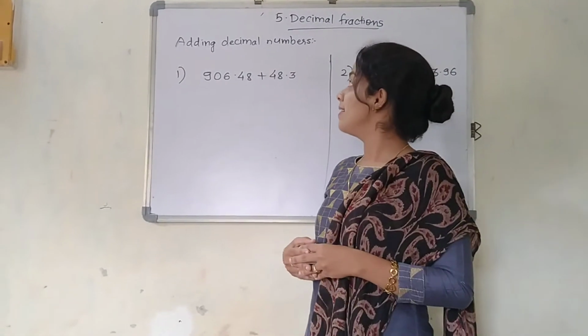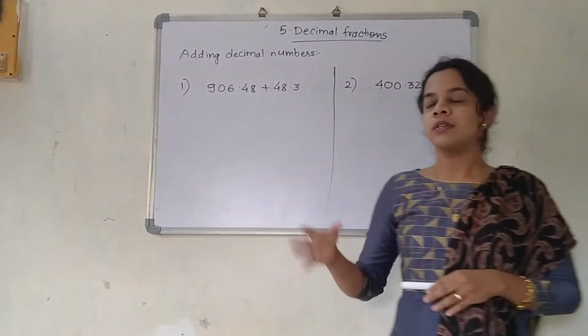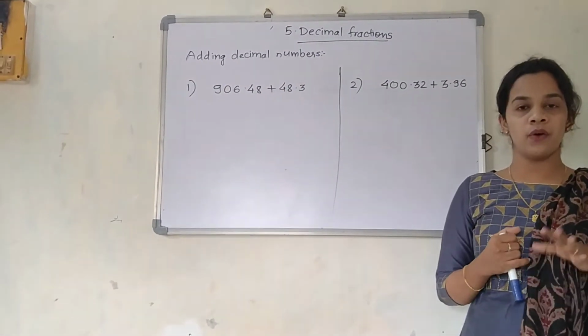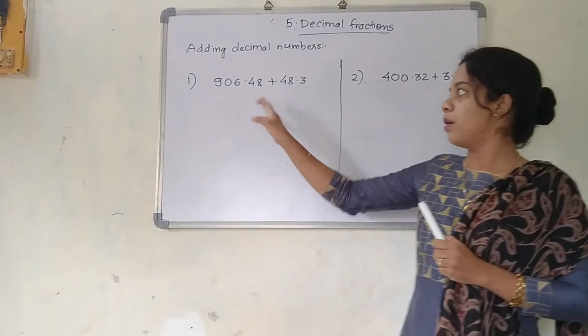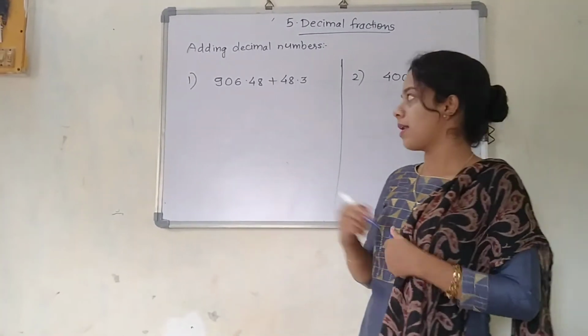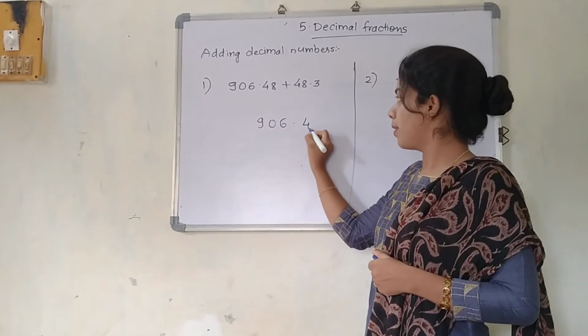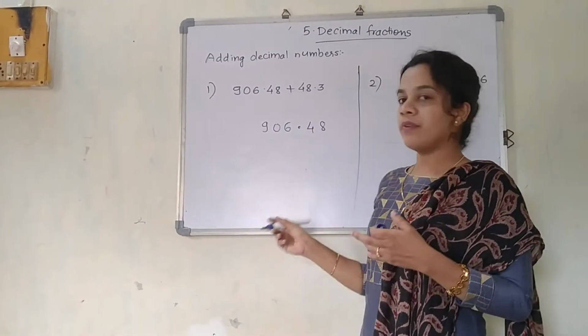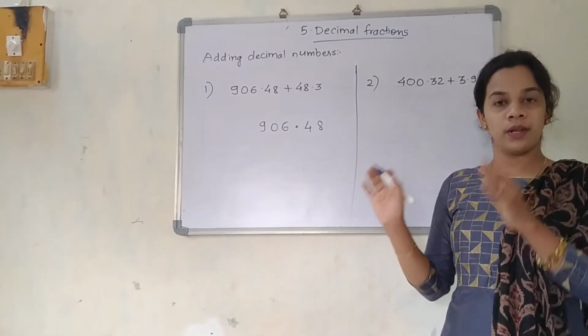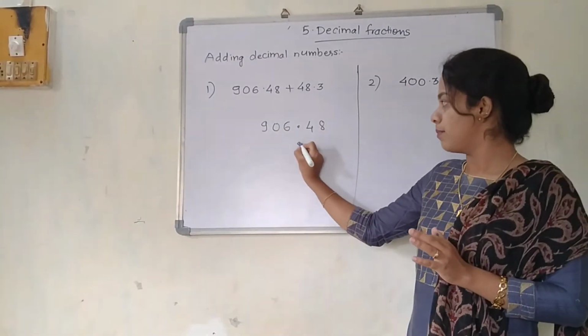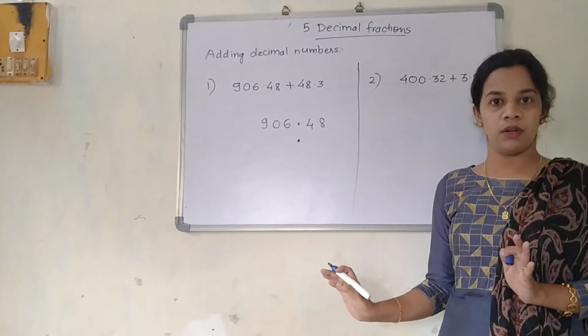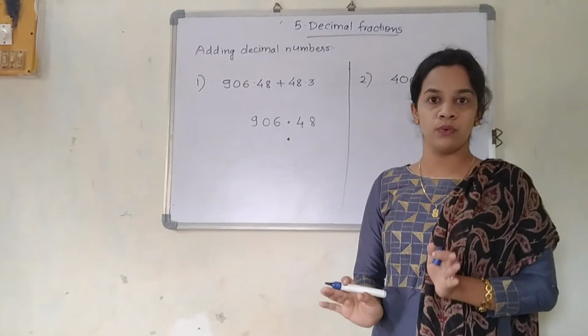Okay, now see adding the decimal numbers. So here I have given you 2 questions, how we are going to add them. I have told you, just write down the first number as it is, that is 906.48. Okay. How we are going to place them, how we are going to arrange them, let's see properly. Next decimal you are going to write down to the decimal. Then there will be no confusion for you to solve.